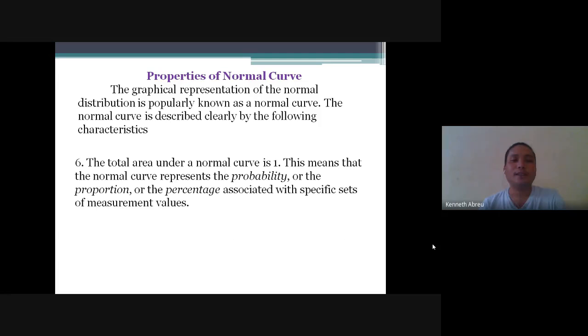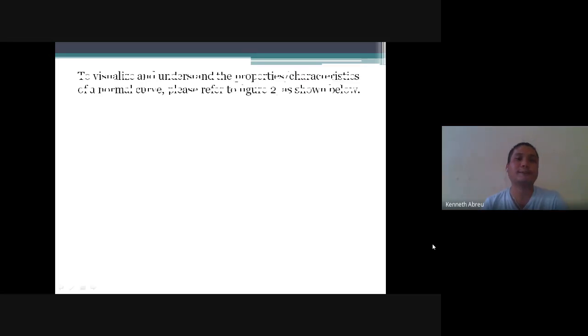Okay, 6. The total area under a normal curve is 1. So, ibig sabihin, nasa loob daw ng probability ng normal curve natin is 1. This means that the normal curve represents the probability. Kung ano yung nasa loob ng ating normal curve, ang pini-represent doon is yung kanyang probability. Since yung total area ng ating normal curve is 1, that is a probability, or the proportion or the percentage associated with a specific set of measurement values. That would be our property number 6.